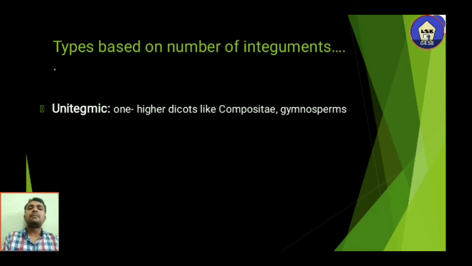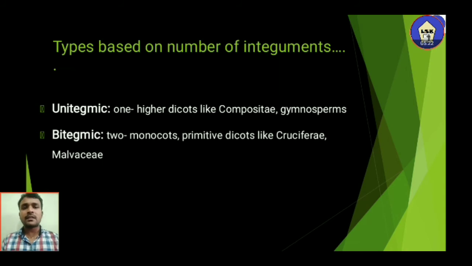Normally this is found in the members of higher dicots like compositae, and gymnosperms. Gymnosperm is a separate group, a separate division. Even gymnosperms produce seeds, so of course they should contain ovules. They consist of naked ovules. That's why they produce naked seeds. So in gymnosperms as well as in the members of compositae, unitegmic ovules are formed. They consist of a single integument.